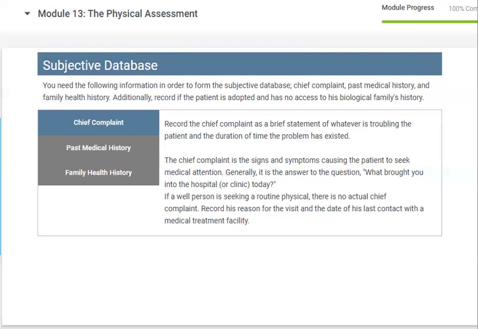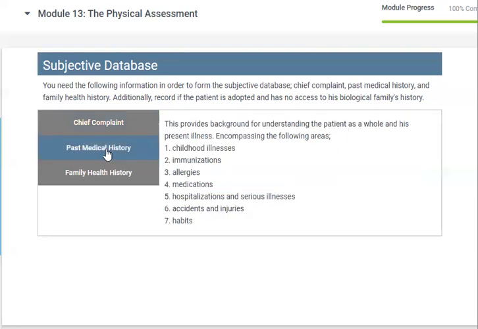Past medical history. This provides background for understanding the patient as a whole and his present illness, encompassing the following areas. 1. Childhood illnesses. 2. Immunizations. 3. Allergies. 4. Medications. 5. Hospitalizations and serious illnesses. 6. Accidents and injuries. 7. Habits.